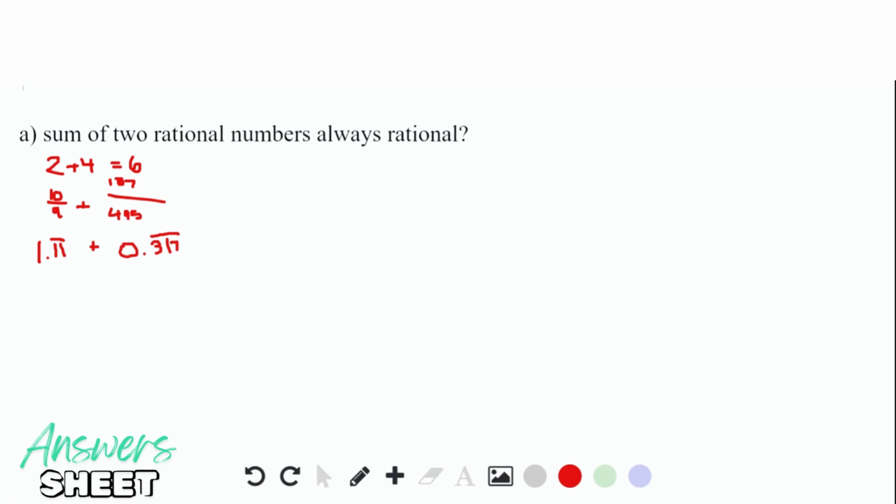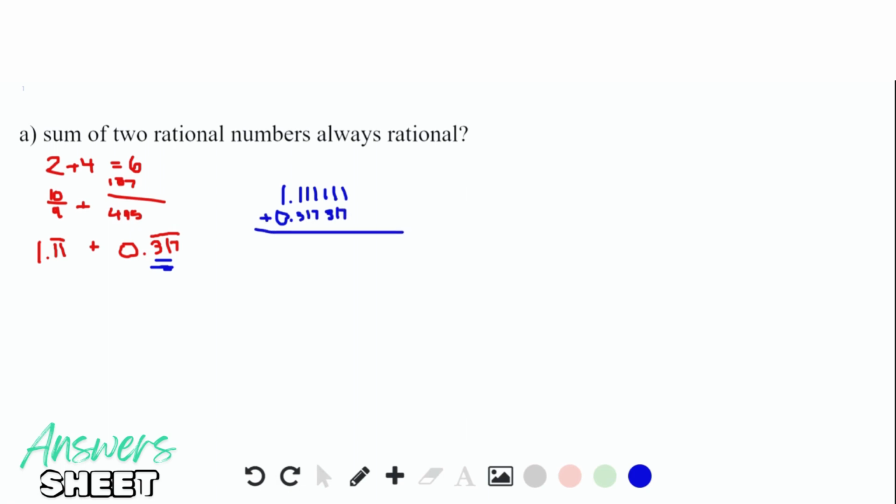So we can see that both of these numbers are rational numbers because they have the repeating decimal places. And we can decide whether this answer is going to be rational by writing out a few terms after the decimal place and adding them together. So we'll write 6 terms so that we can see 2 full rotations of our 0.317 repeating. So 1.111111 plus 0.317317.